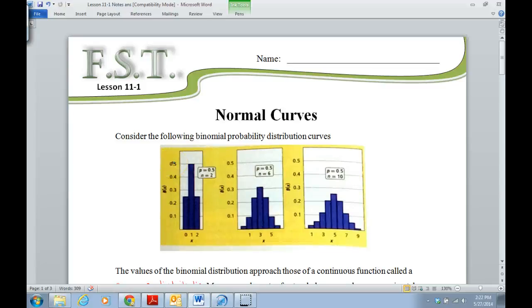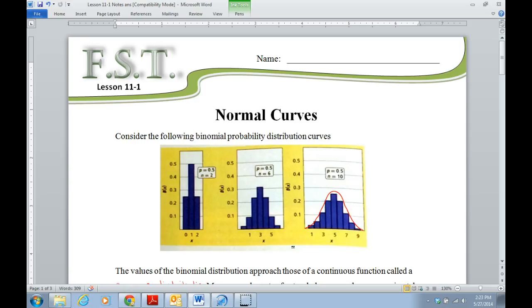Okay, we want to talk about normal curves. We've been talking about binomial curves. This is a binomial curve because it has separate bars in it, correct? Okay, so basically a normal curve is continuous. It makes a continuous line like this, okay? So the more x's you have, eventually it will become continuous, and it will be a smooth curve.